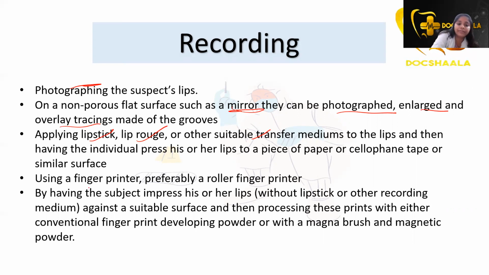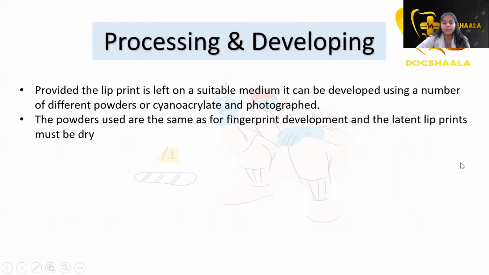A fingerprinter, preferably a roller fingerprinter, is used. Another method is having the subject impress his or her lips, without lipstick or other recording medium, against a suitable surface, and then processing the prints with either conventional fingerprint developing powder or with the Magna brush and magnetic powder. If the lip print is left on a suitable medium, it can be developed using a number of different powders or cyanoacrylate, or it can be photographed. The powders used are the same as for fingerprint development. There are no other powders; the same powders are used for lip prints also.